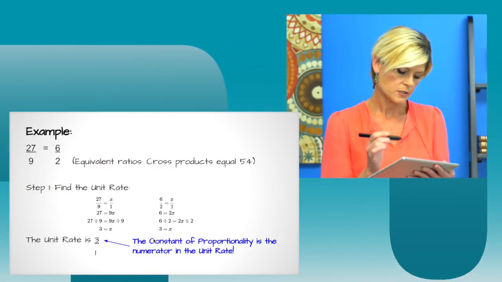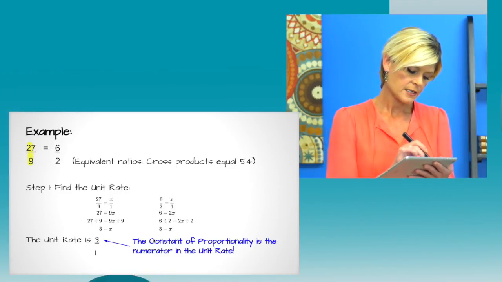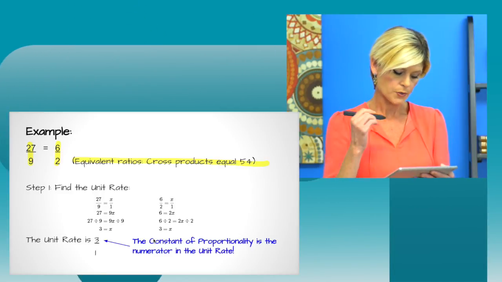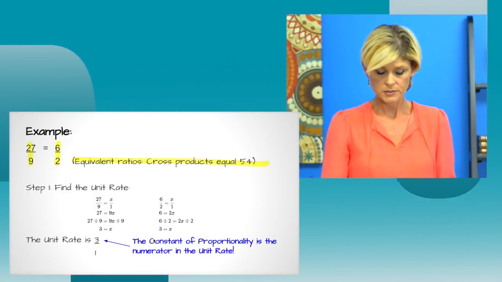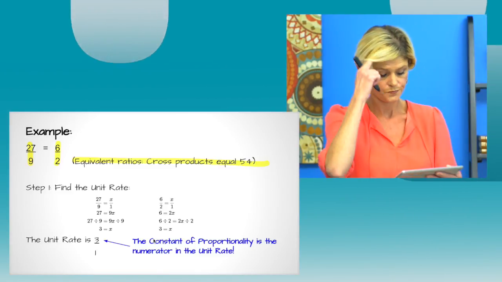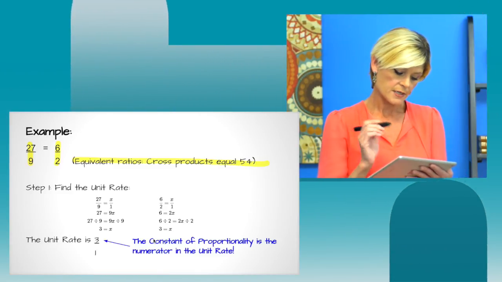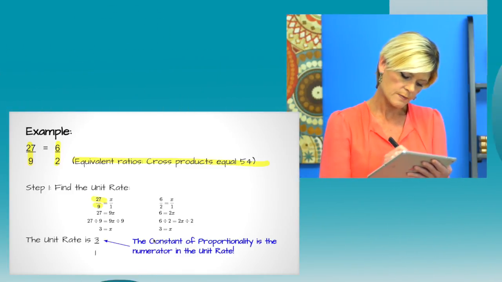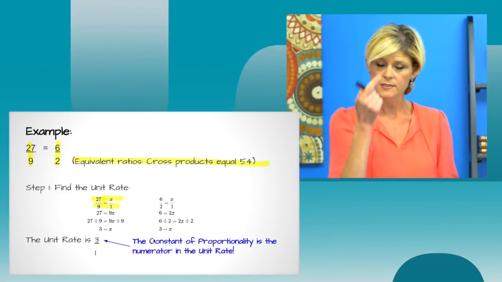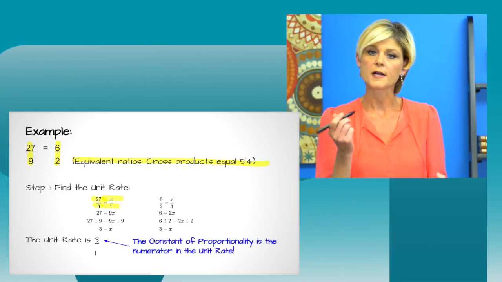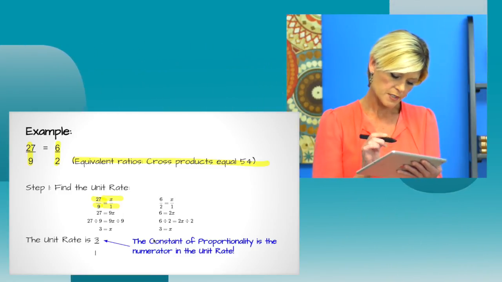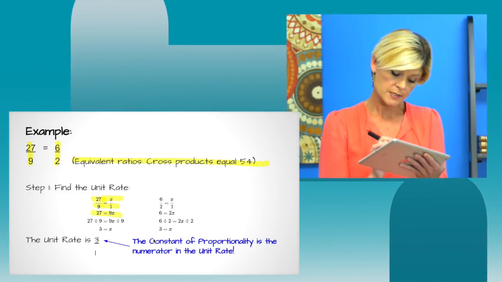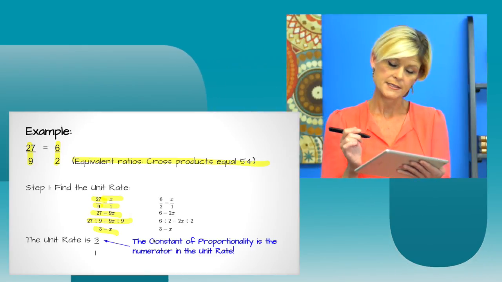Let's take a look at an example. So we have 27 to 9 equals 6 to 2. We know that these are equivalent ratios because their cross products equal 54. Both 27 times 2 and 9 times 6 equal 54. So we already know that they are equivalent. So what we want to do next is find the unit rate. So the way that we do that, we do 27 to 9 equals x to 1. Remember, unit rate always has 1 in the denominator, and we're looking for what goes in the numerator position. Then we simply cross multiply. 27 equals 9x. Then we're going to divide both sides by 9, and we get x equals 3.